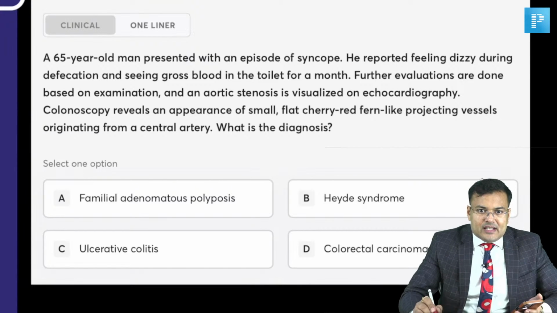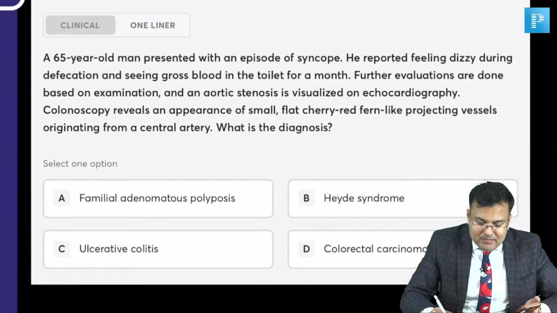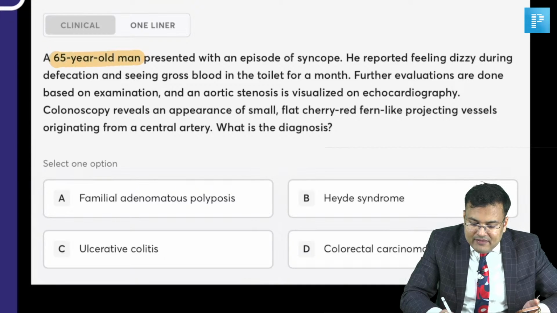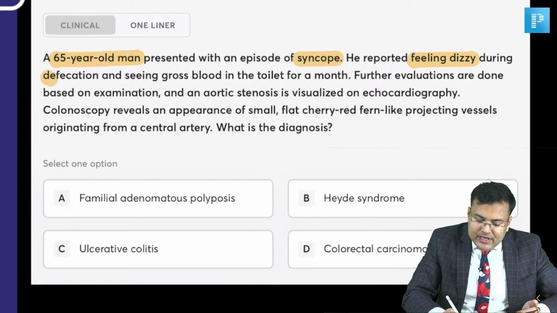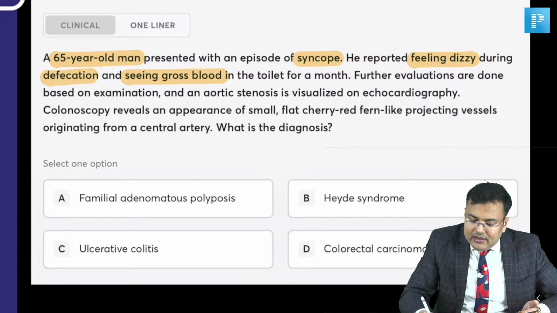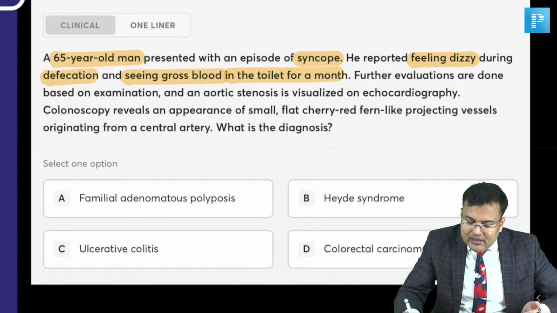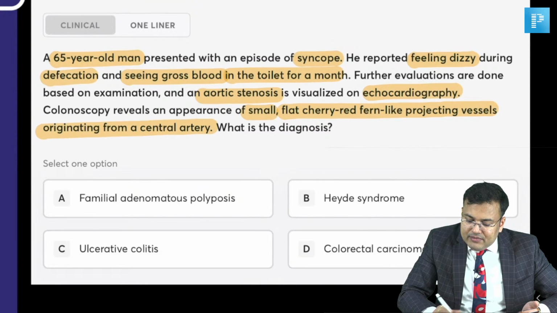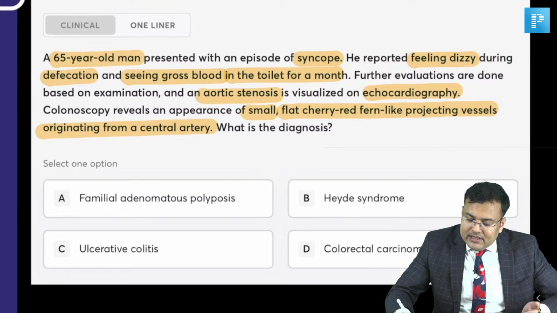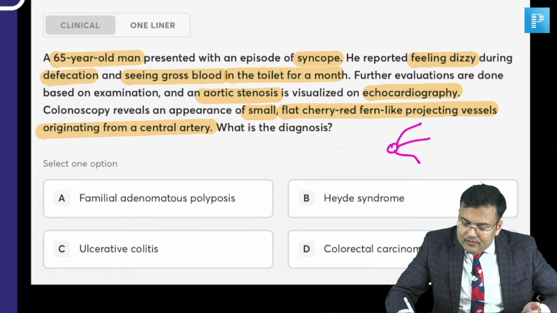Next question. Let me see who's the genius over here and who is going to reply to this question correctly. Fastest reply I'm expecting. 65 years old man. There is an episode of syncope, feeling dizzy during defecation, seeing gross blood in the toilet for a month. There was aortic stenosis on echocardiography. Colonoscopy reveals small, flat, cherry red, fern-like projecting vessels originating from a central artery. Can you see the appearance? It's something like this.